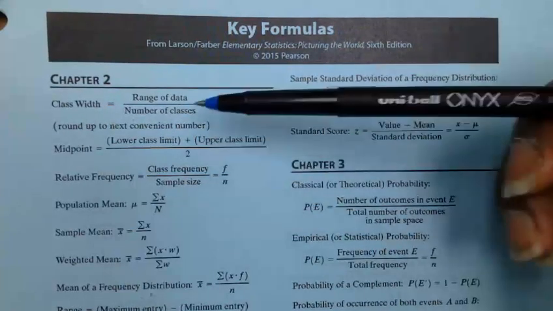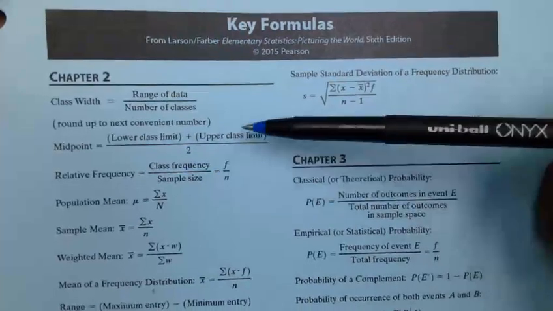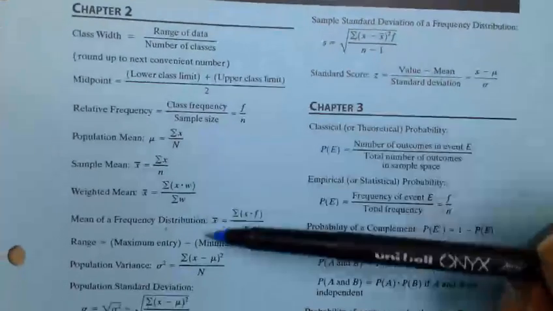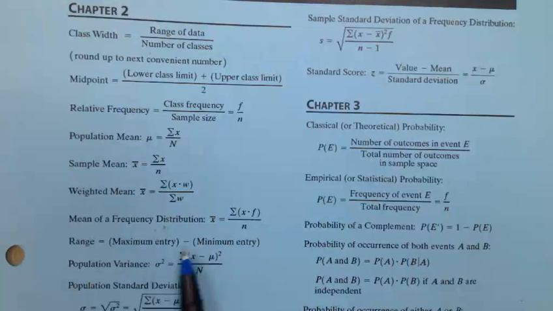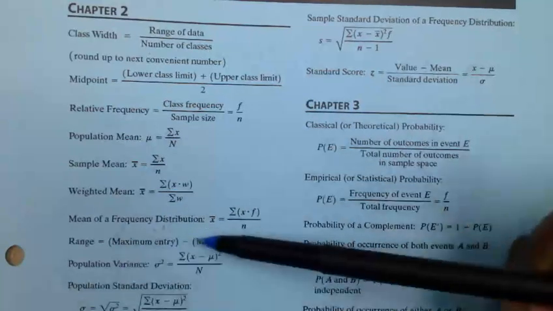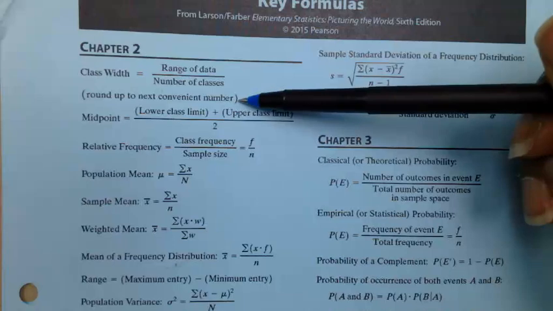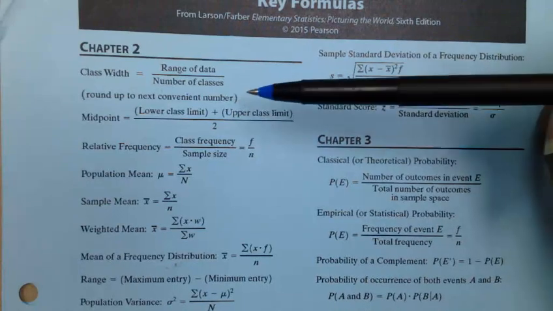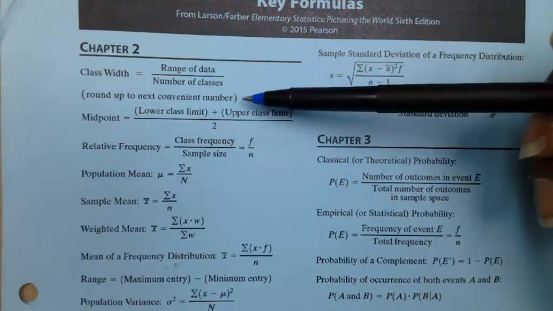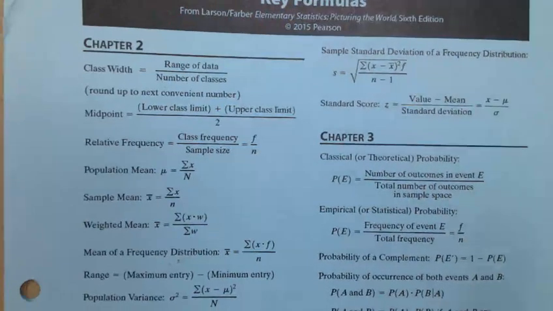All right. So class width. This is the range of data divided by the number of classes. For this one, the range is actually all the way down here, which is your minimum and maximum entries subtracted. And for the number of classes, round up to the next convenient number means you're always going to round up to the next whole number if needed. So class width, if needed, rounds up to the next whole number.